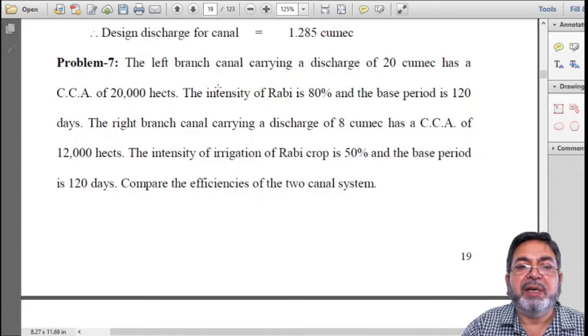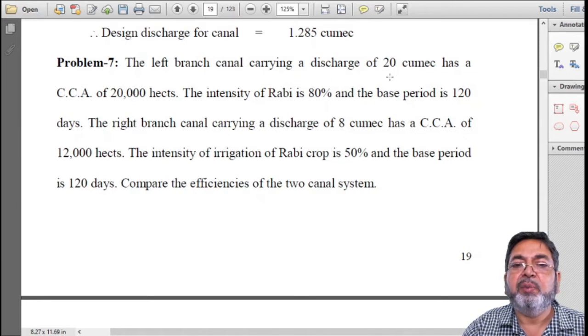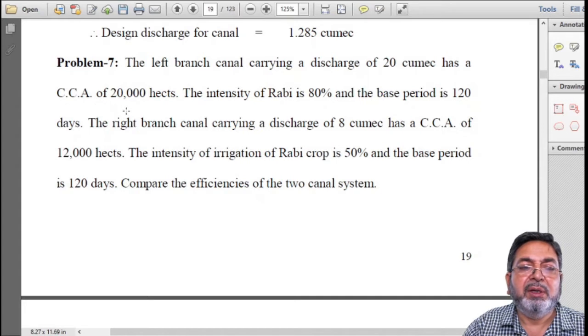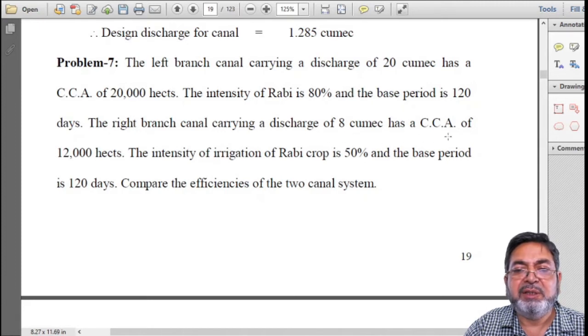The left branch canal having a discharge of 20 cumecs has a CCA, means culturable command area, of 20,000 hectares. The intensity of Rabi is 80% and base period is 120 days. The right branch canal carrying a discharge of 8 cumec has a CCA, that is culturable command area, of 12,000 hectares. The intensity of irrigation of Rabi crop is 50% and the base period is 120 days. Compare the efficiencies of the two canal system.